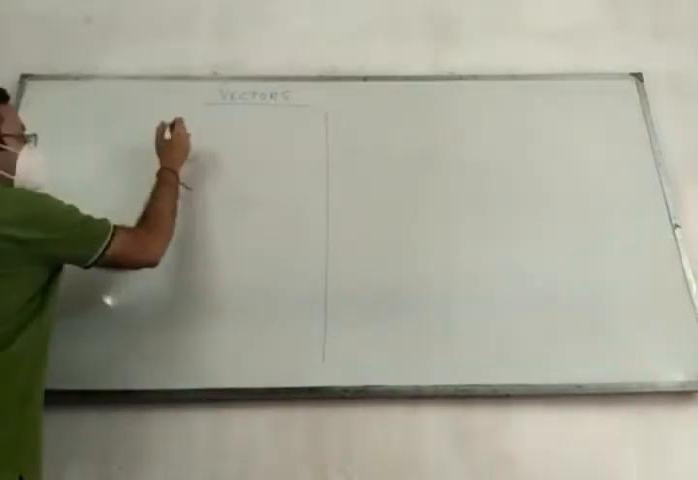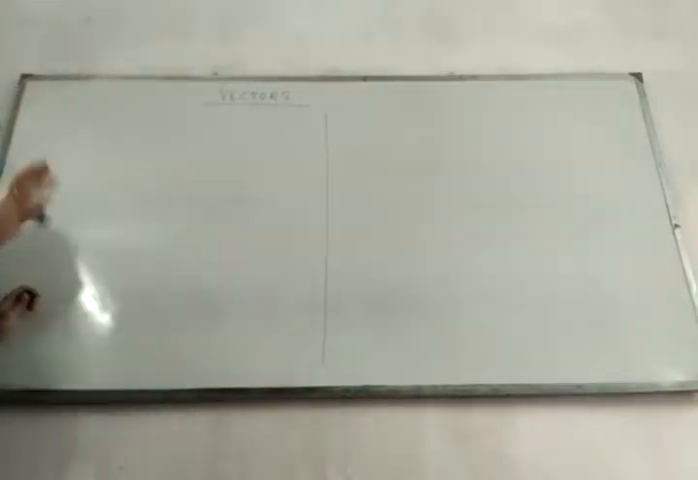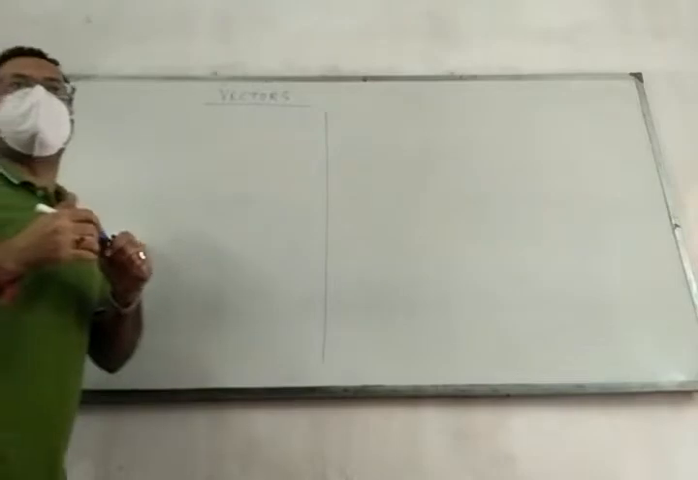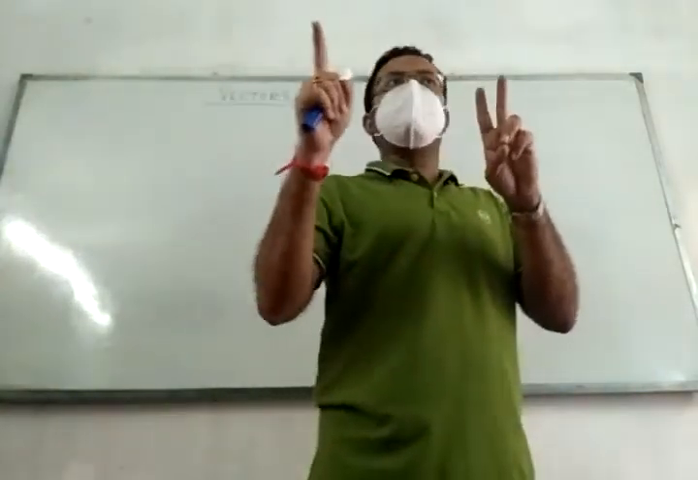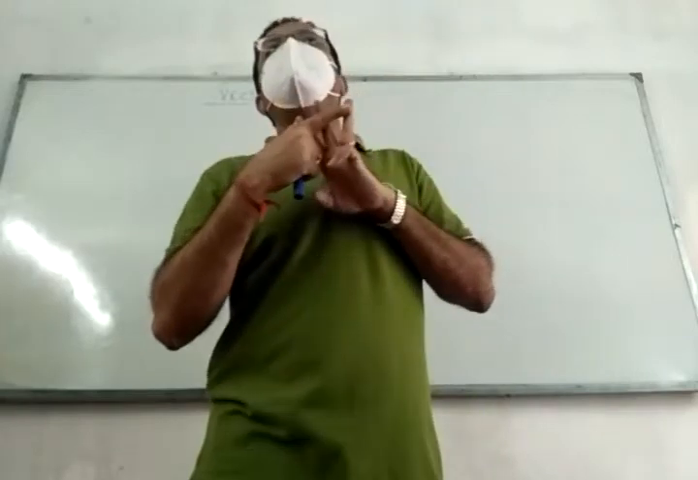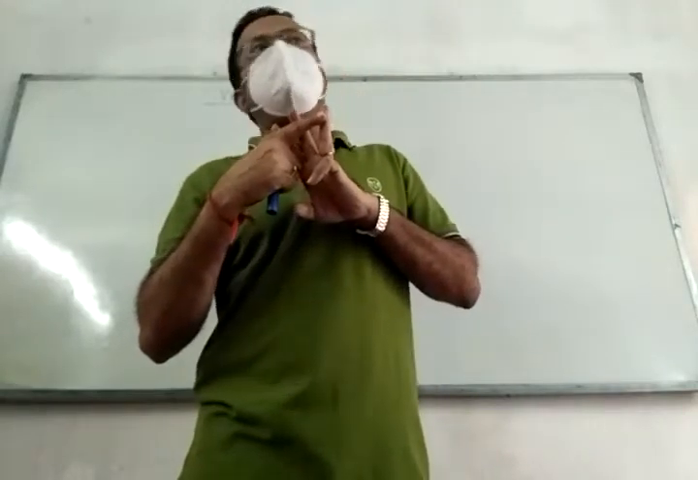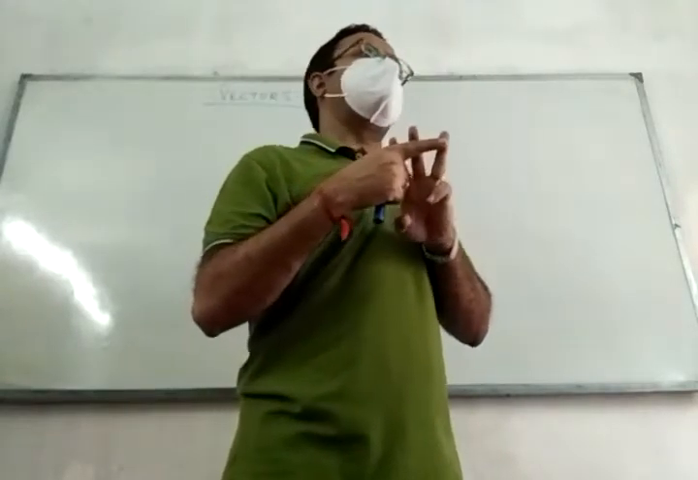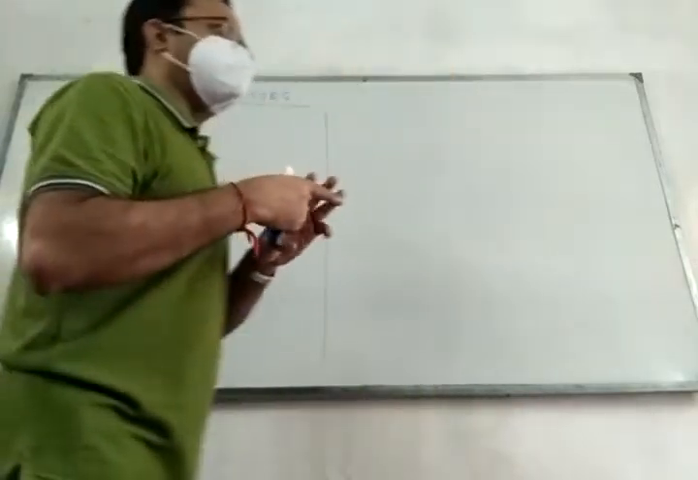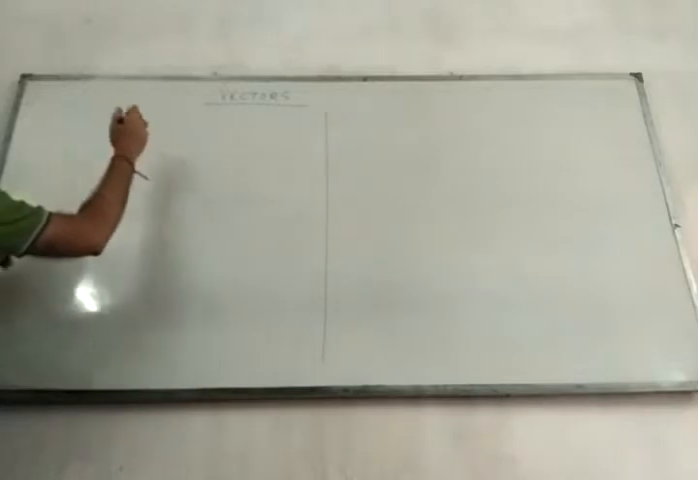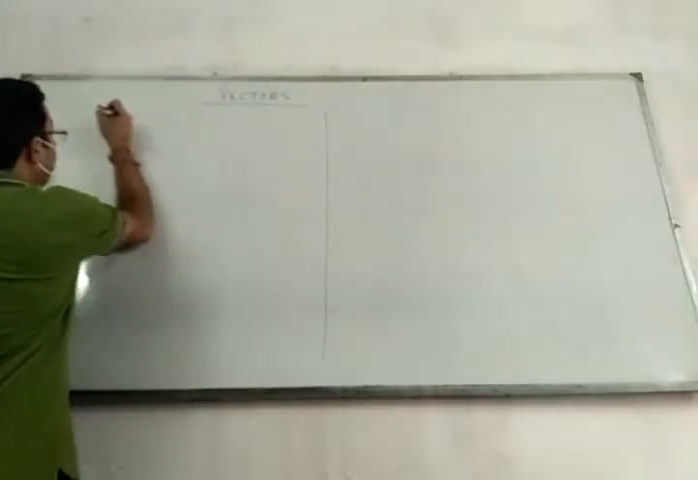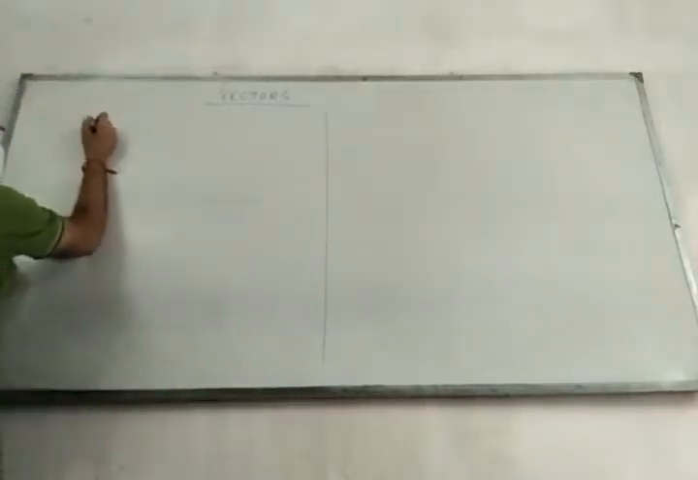The first thing you need to know in vectors is that a quantity can be designated as vector only if it has magnitude, direction, and should be obeying the laws of vector addition. Only then you can call them vectors. Otherwise, no. Well, now the first thing is triangle rule.